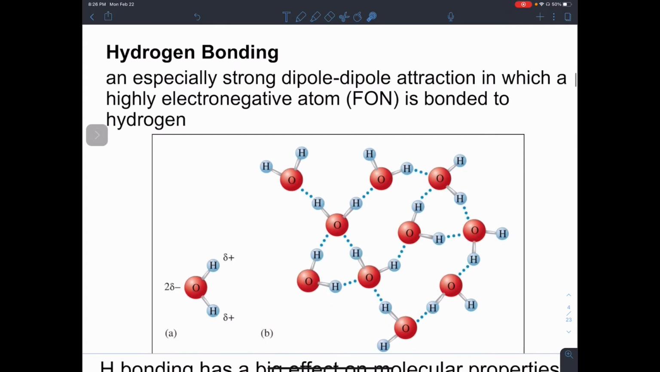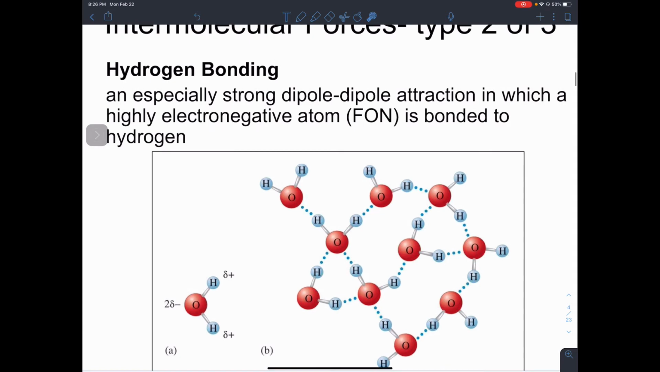Here we can see in the diagram water participating in hydrogen bonding. Water has an oxygen and a hydrogen bonded together. Remember, the highly electronegative oxygen is bonded to a hydrogen. So anytime we see that in a molecule, we know that this polarity, this electronegativity difference, this OH, is going to allow this molecule to have hydrogen bonding.